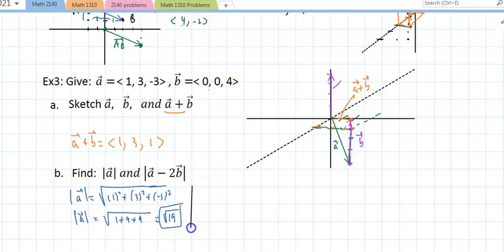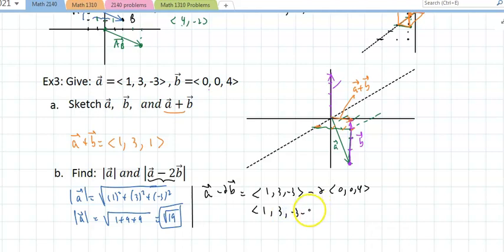If I wanted to find the magnitude of A minus 2B, I need to find this first. So I'll find A minus 2B, write that as a vector. That would be A is 1, 3, negative 3, minus 2B, minus 2 times 0, 0, 4. So that's pretty much 1 minus 0, 3 minus 0, and negative 3 minus 8. That would be 1, 3, negative 11.